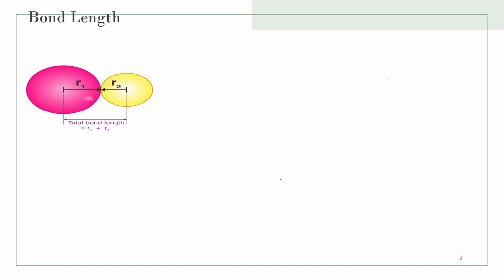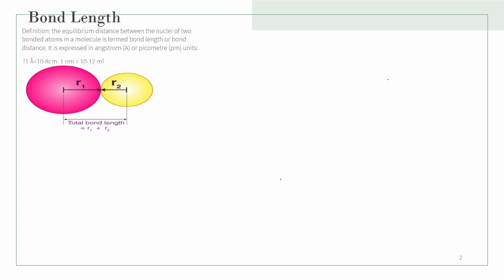See the first bond parameter, that is bond length. Here two atoms are bonded with each other. R1 is the first atom's bond length and R2 is the second atom's bond length. So the total bond length is R1 plus R2. Bond length means the equilibrium distance between the nuclei of two bonded atoms in a molecule, termed bond length or bond distance. This bond length is expressed in angstroms or picometers.